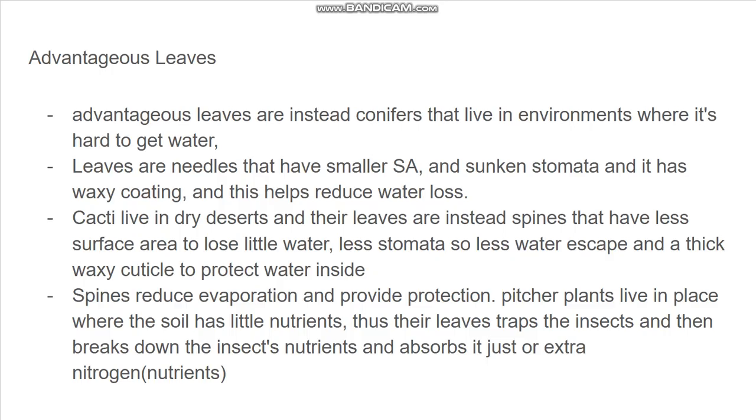The leaves are needles that have a smaller surface area and sunken stomata, and they have a waxy coating, and this helps reduce water loss. Okay, smaller surface area, sorry. So the waxy coating helps reduce water loss, and they have a smaller surface area and sunken stomata.